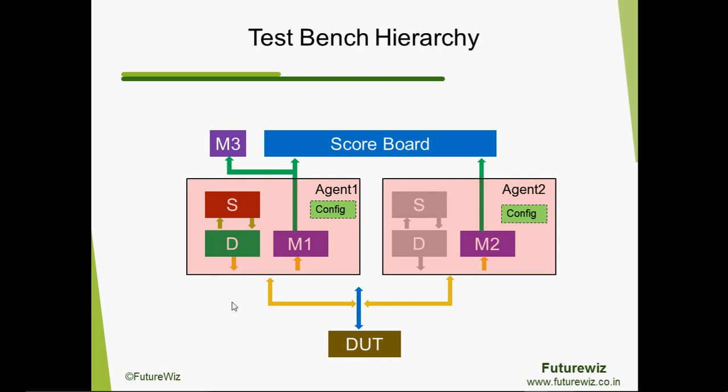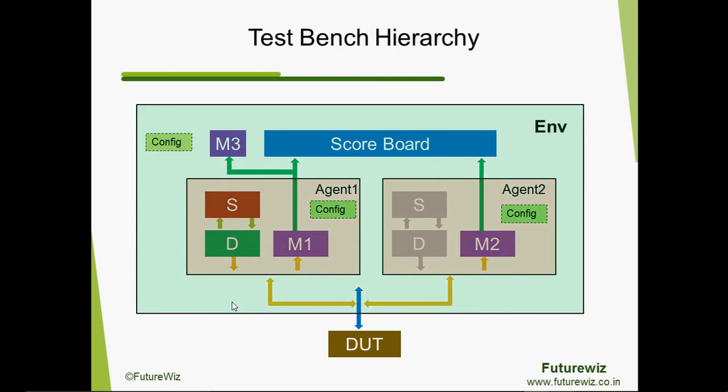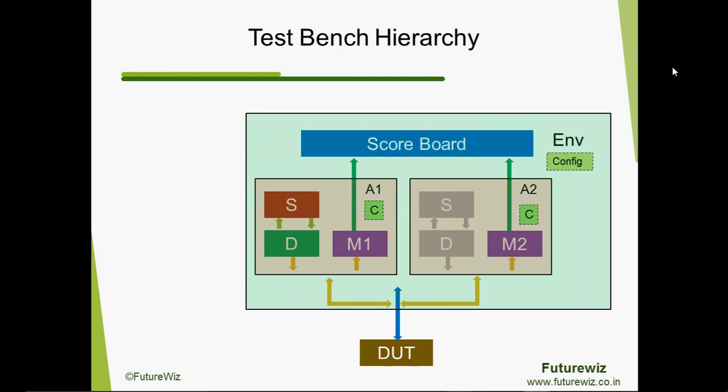Then we may have a top-level monitor that can be used for sampling properties of not only one agent, but of two agents also. In this example, we are only using it for agent 1, but that can be extended for agent 2 also. All these things are encapsulated inside the environment. The environment also has a concept of configuration that can be chosen for deciding how many agents we have, whether agents are active or passive, and several other features that we can configure. This we have discussed in the previous slide.